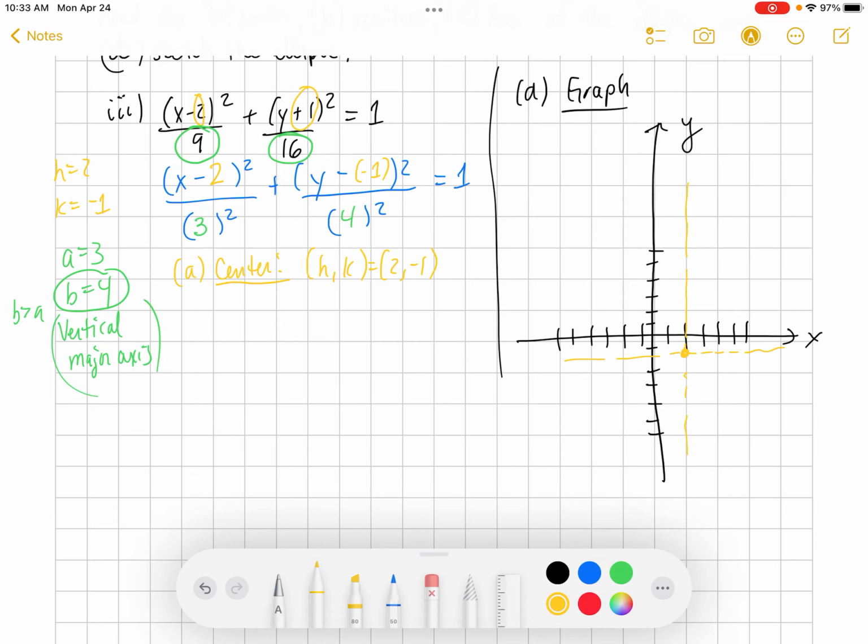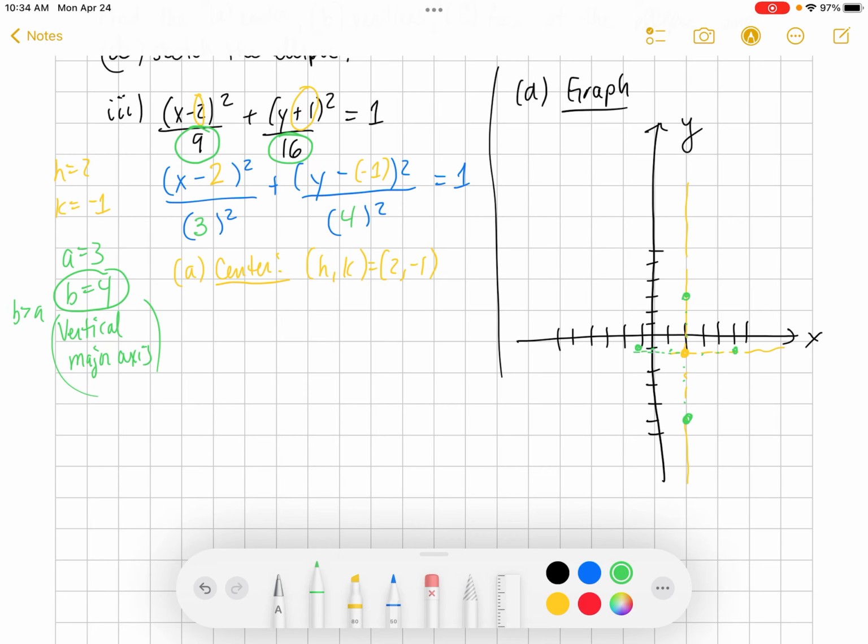I'm going to have a minor axis that's horizontal and a major axis that's vertical. And to find my vertices, I go to the center and I go up 4. 1, 2, 3, 4. Then I go down 4. 1, 2, 3, 4. And to find my minor vertices, I use my a value of 3. I go right 3 from the center, 1, 2, 3, and left 3 from the center, 1, 2, 3.